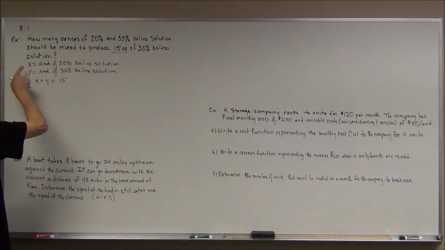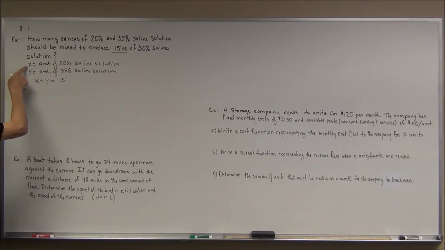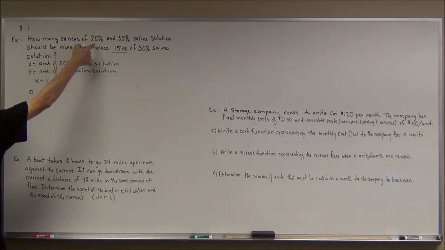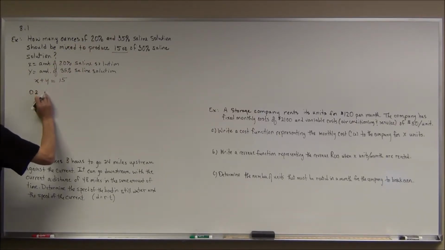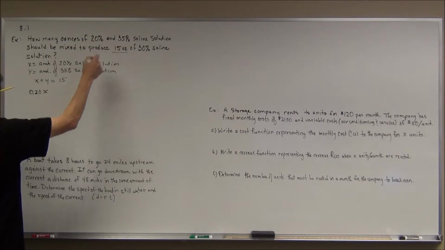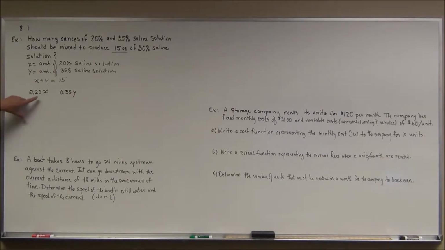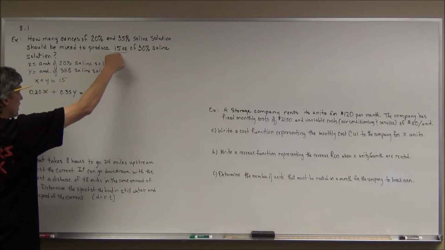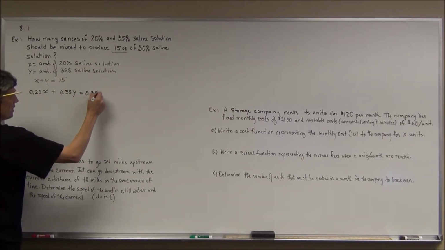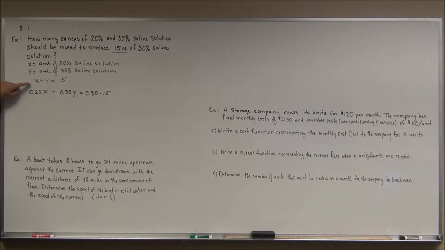I need a second equation, and that's where the percents come into play. Because it's 20% of X ounces of this solution, if I multiply the percent times the amount, I'll get how much pure saline or salt there is. So I multiply 0.20, the percent as a decimal, times the number of ounces, and then do the same thing with the stronger solution, 0.35 times the number of ounces of that solution. That's how much pure salt is in the first and how much is in the second. If we add those two amounts together, we should get 30% of 15 ounces, so 0.30 times 15.